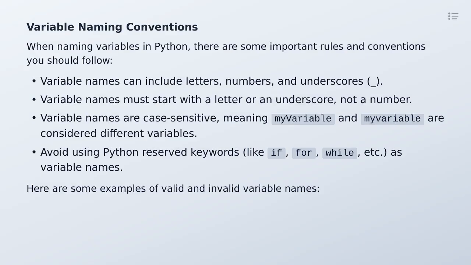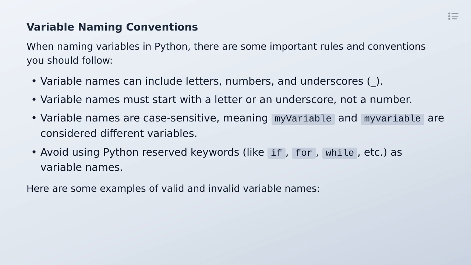Now we're on variable naming conventions. When naming variables in Python, there are some important rules and conventions you should follow. First, variable names can include letters, numbers, and underscores, the underscore symbol. Also, variable names must start with a letter or an underscore, not a number. Also, variable names are case-sensitive, meaning myVariable and myvariable are considered different variables.